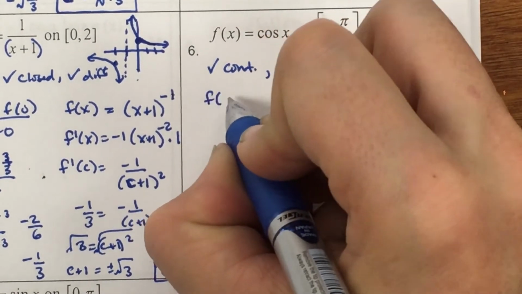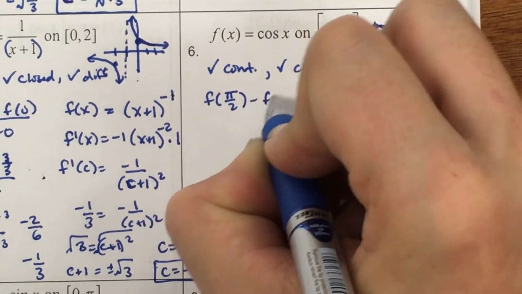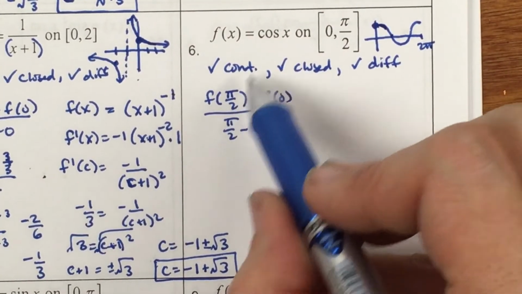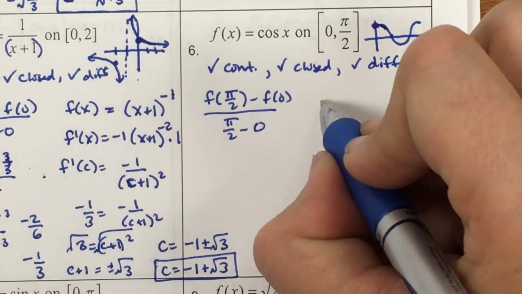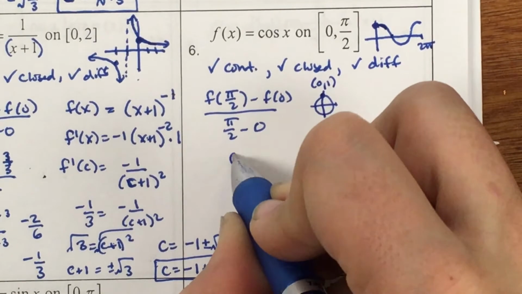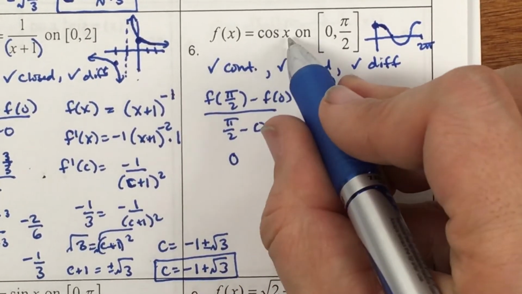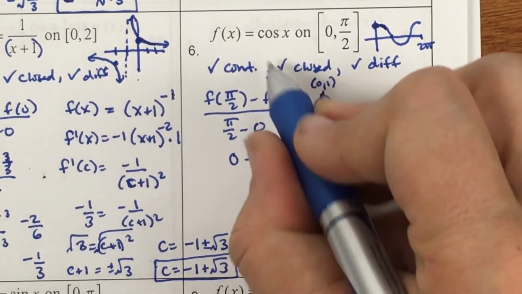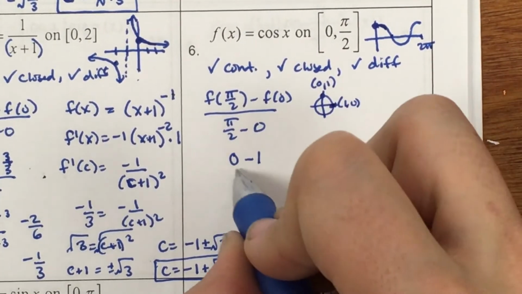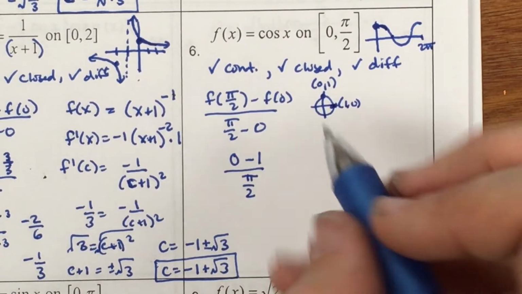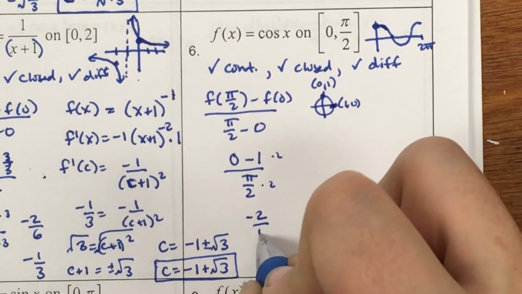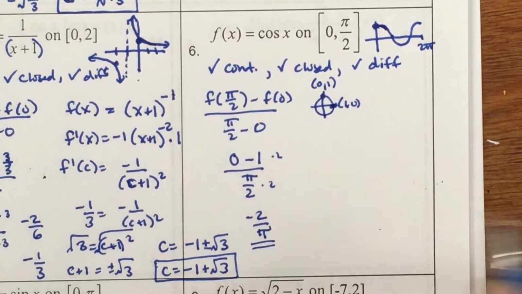So let's go ahead and do our average rate of change, f of pi over 2 minus f of 0 all over pi over 2 minus 0. f of pi over 2, cosine of pi over 2, we'll think about your unit circle. At pi over 2, we have the coordinate 0, 1, so cosine is 0. And then cosine of 0, when you plug in 0 here, is right there at 1, 0, so that's 1 all over pi over 2. You can multiply top and bottom by 2, so you're going to end up with negative 2 over pi. Well, that's your average rate of change.